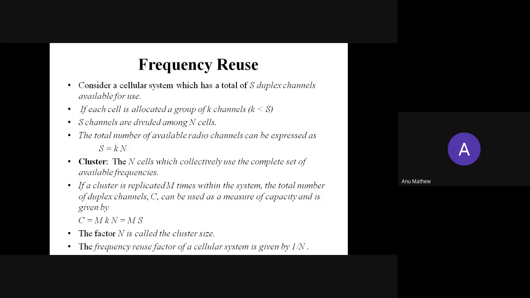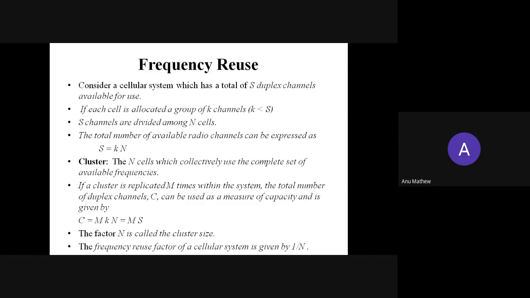So again, the frequencies are repeating in another nearby cluster also. The total available frequency is divided among one cluster. So S channels are divided among N cells. So the total number of available radio channels can be expressed as S equal to K into N. S is the total number of channels, K is the number of channels allotted to one cell, and N is the total number of cells in a cluster. A cluster is the N cells which collectively use the complete set of available frequencies. So N is the number of cells in a cluster.